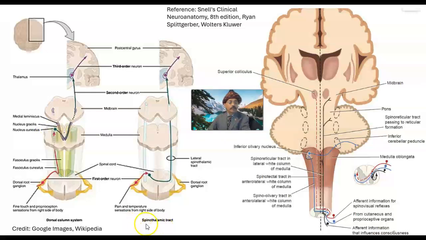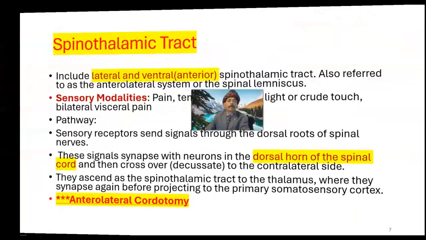This is the dorsal column system, the dorsal column medial lemniscus system. Here is the spinothalamic tract, and here the dorsal root ganglion. It crosses here at the medullary level, at the same level. Most of the fibers cross; around 10% of fibers may not cross and may go up. Then they go to the lateral spinothalamic tract and ultimately to the VPL nucleus of the thalamus.